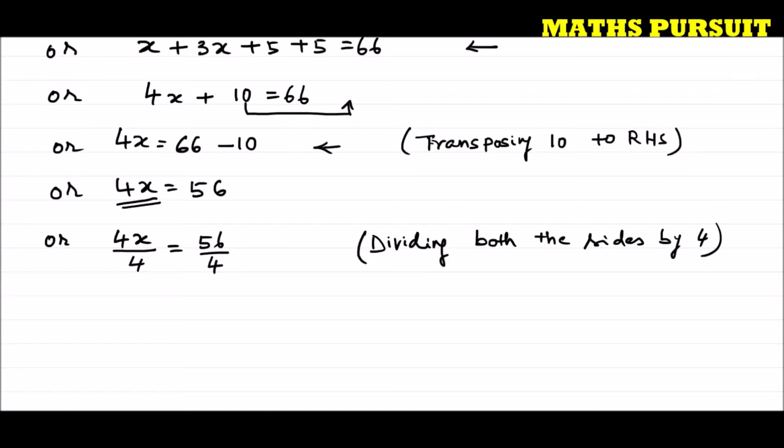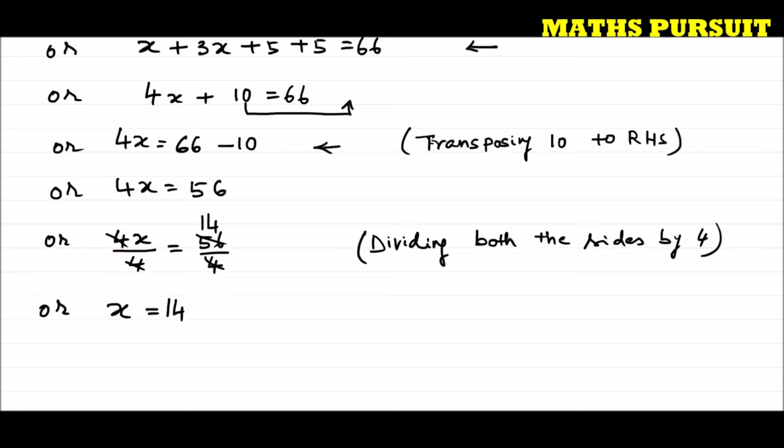If I am dividing a particular side by something, I need to do the same thing to the other side, so that the equation will get balanced. I cannot do one type of thing to only one side. I should also do the same thing to the other side. For that reason, I am writing here dividing both the sides by 4. So we got 4x upon 4 is equal to 56 upon 4. This 4 and this 4 cancel out. We got x is equal to 56 upon 4. 4 ones are 4, 4 fours are 16. We got x is equal to 14.